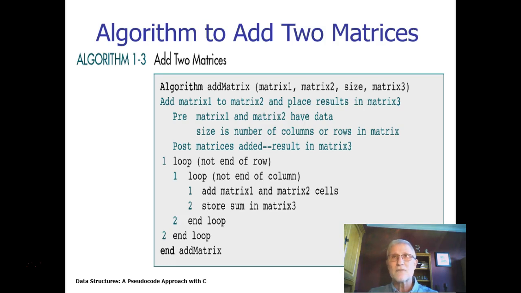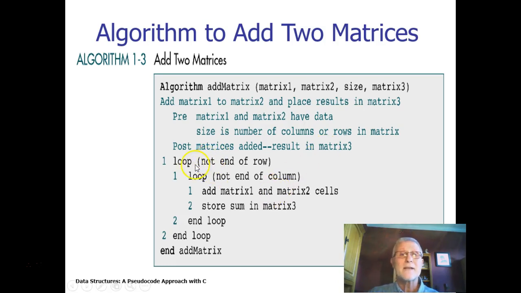That size would say, is it a 3 by 3, 4 by 4, 8 by 8? And then it gives you the preconditions: matrix 1 and matrix 2 have data, and the size is the number of rows and columns in the matrix. And then the postcondition is that the matrices are added and the result is in matrix 3. So from that brief description, you can tell basically what this algorithm is going to do.